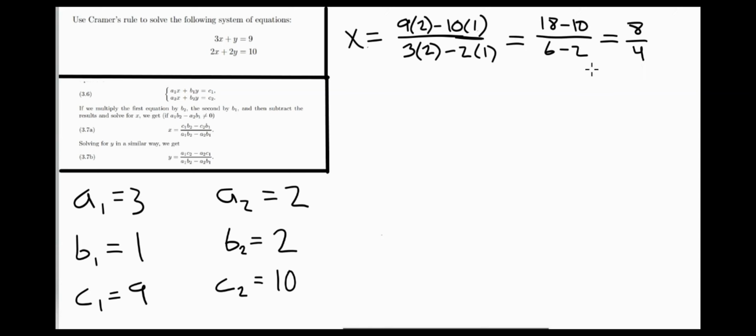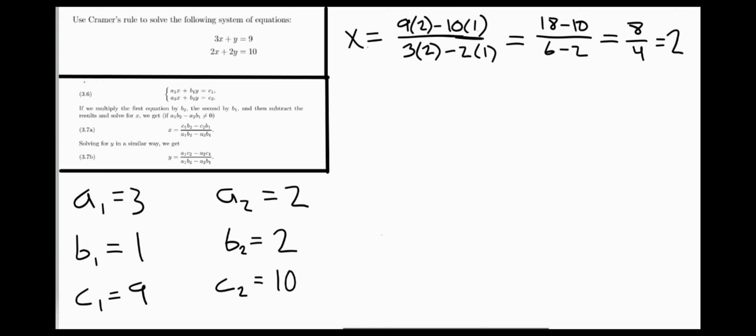And now we can move on to the next step, which is describing x. Now, the definition in the book describes x as c1b2 minus c2b1 over a1b2 minus a2b1. And if you map that onto our newly found variables, x turns out to be 9 times 2 minus 10 times 1 over 3 times 2 minus 2 times 1. And this simplifies to 8/4, which is 2.